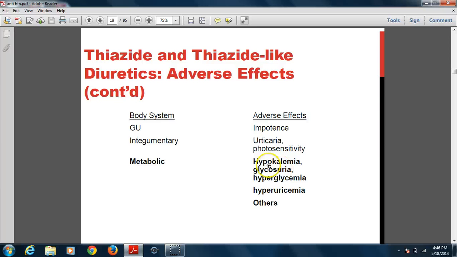And we also eliminate some potassium, so people can get hypokalemic. And actually, I might have misspoken. This is sugar in the urine, not blood sugar.